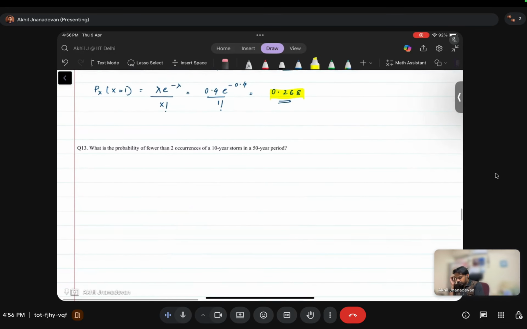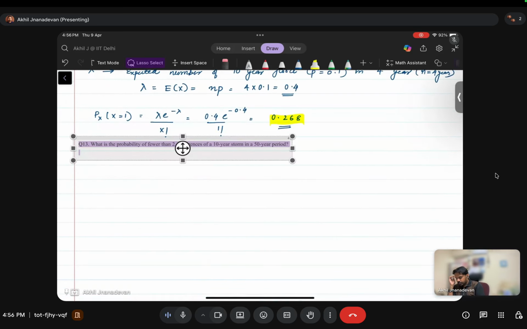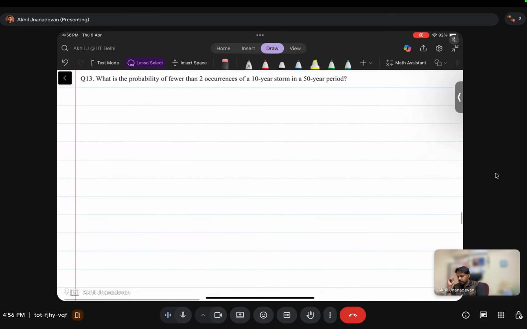Now we can move on to the next question. What is the probability of fewer than two occurrences of a storm in a 50 year period, that is, less than two occurrences of a 10-year flood? So here, which distribution do you want to use? We have already done two questions related to Bernoulli, right? Now we can fix that this will follow a Poisson distribution.